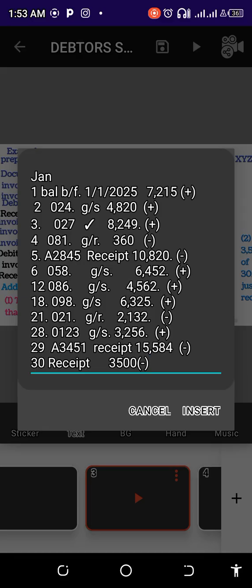Credit side. On the 6th, there was supply, and it's going to be by the debit side. On the 12th, there was supply, it's also going to be by the debit side. Then on the 18th, there was supply also. In fact, all supply will be by the debit side. All return will go to the credit side. All cash payment will go to the what? Credit side. The balances and the check that was issued on 30th of January 2025 will also go toward the credit side. So let us go.